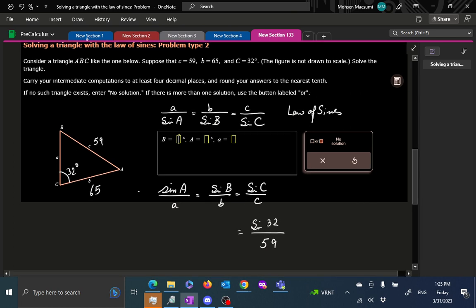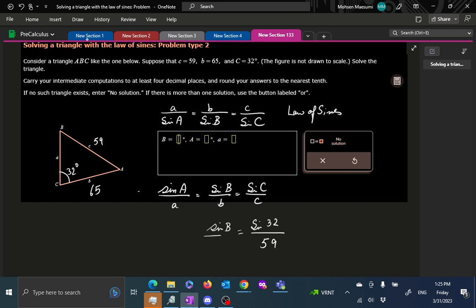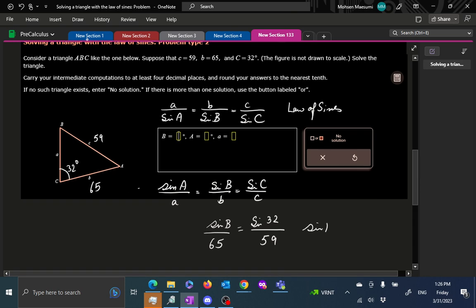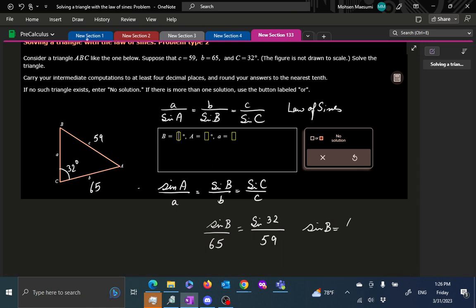Now this is equal to sine of B over the little b, which is 65. That comes later. So we are going to first go after the equation between these fractions where we know three of these quantities and you're just looking for the other angle. So from here we figure out that sine of B, I multiply by 65, divide by 59 times sine of 32.